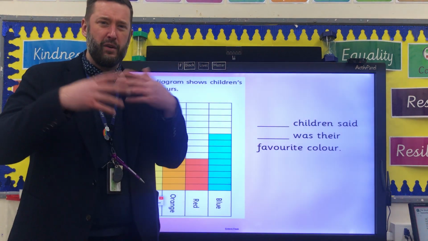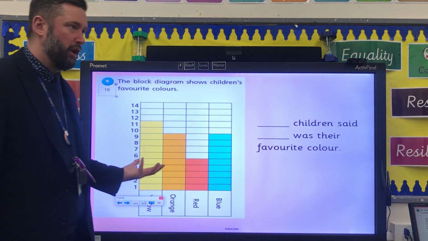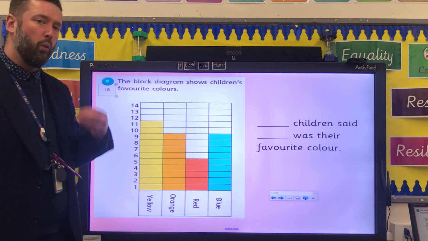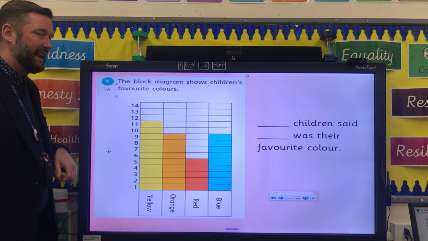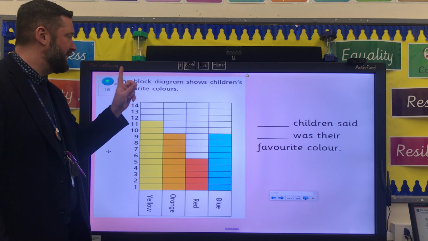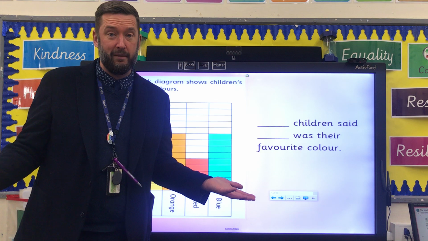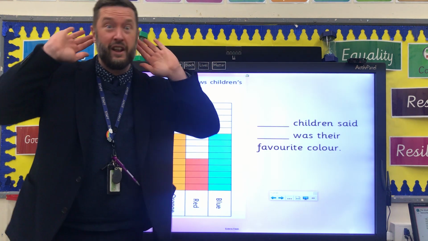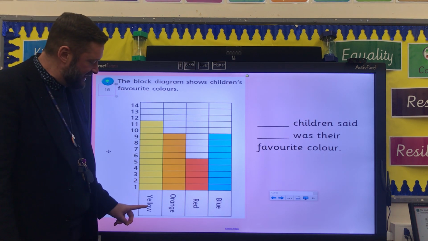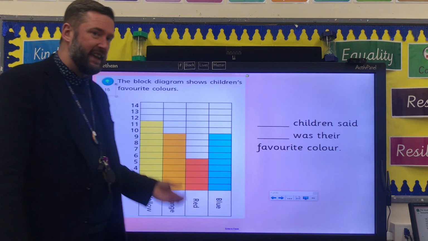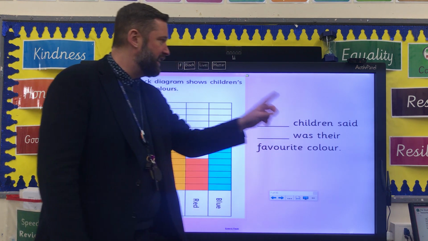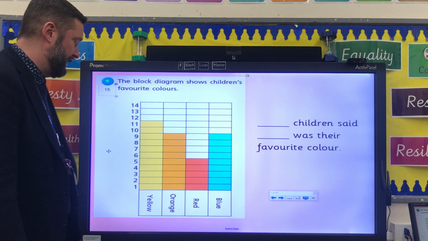Let's now focus on interpreting a block diagram. For each bar, each block, we need to be able to say what the information represents. Let's read the title. The block diagram shows children's favourite colours. What does the block diagram show? Good job. I've got the scale here, and the labels here: yellow, orange, red and blue. For each bar we're going to say a sentence. Children said was their favourite colour. I'll show you how to interpret first.